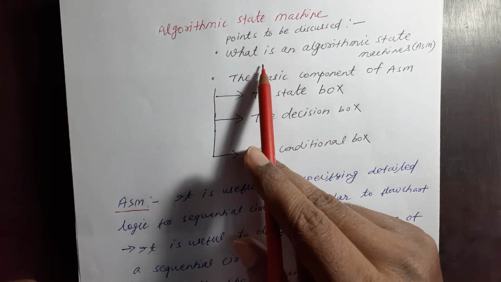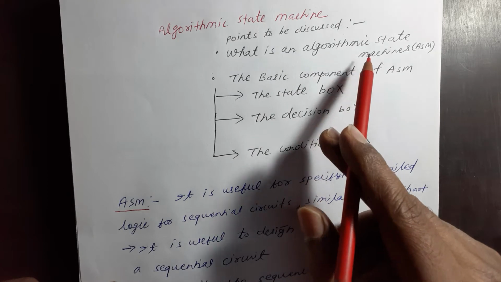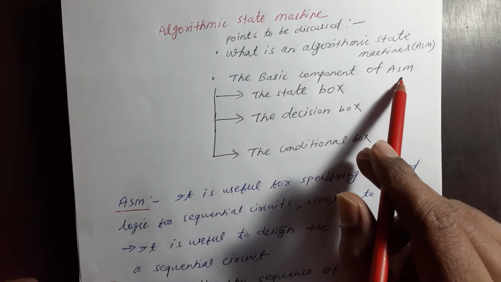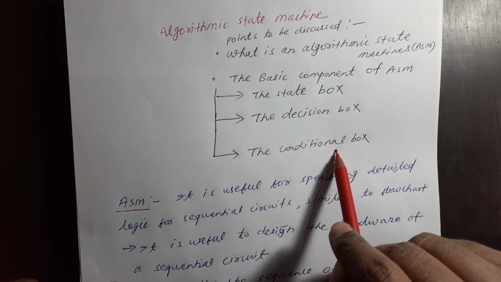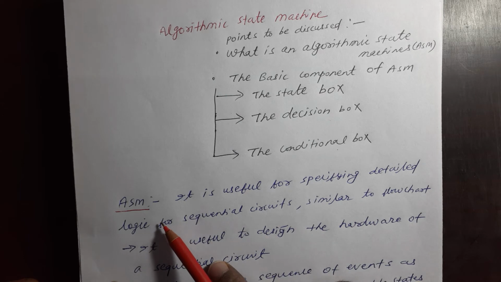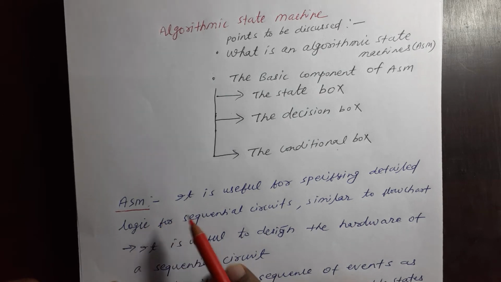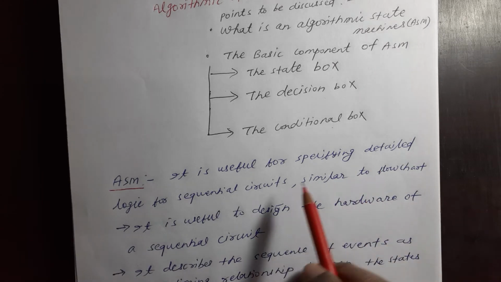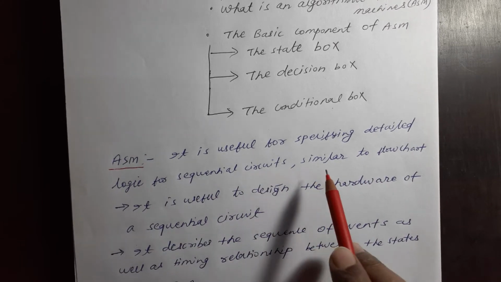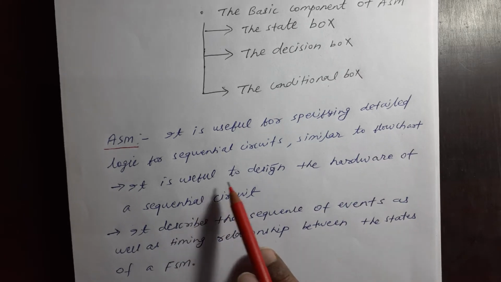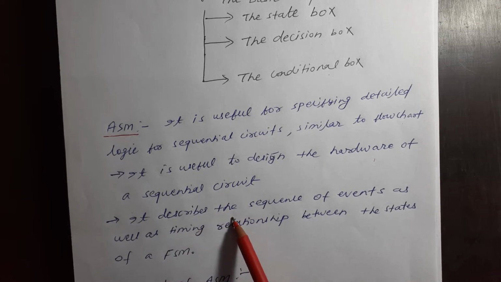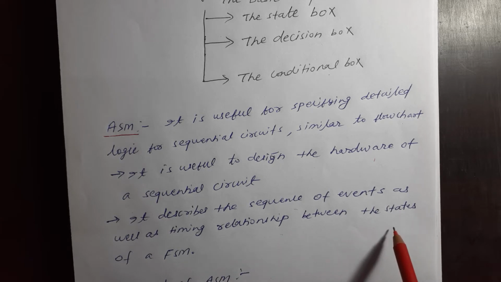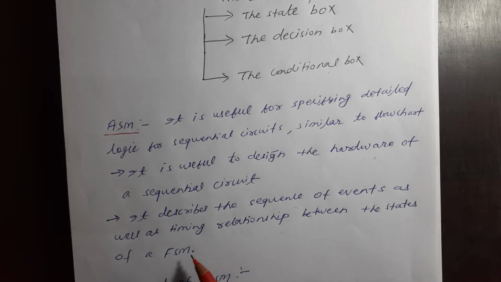So here you should know what an algorithmic state machine is. The basic components of ASM are the state box, the decision box, and the conditional box. First of all, you should know about ASM. It is useful for specifying detailed logic for sequential circuits, similar to a flowchart. It is useful to design the hardware of a sequential circuit. It describes the sequence of events as well as the timing relationship between the states of a finite state machine.